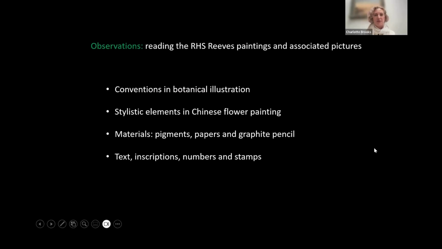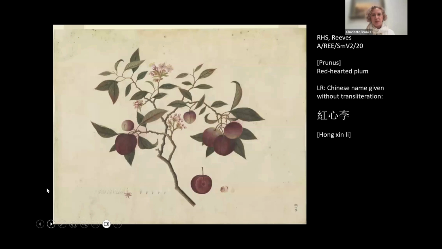So what I just want to draw your attention to briefly is what we look at when we are reading botanical art and botanical illustration. So particularly with the Reeves paintings, we look at conventions in botanical illustration, stylistic elements that speak of traditional Chinese flower painting. We have undertaken some analysis previously on the pigments, materials, papers, and particularly the observation of graphite pencil. And now looking at the text, inscriptions, and then numbers and stamps that occur as well.